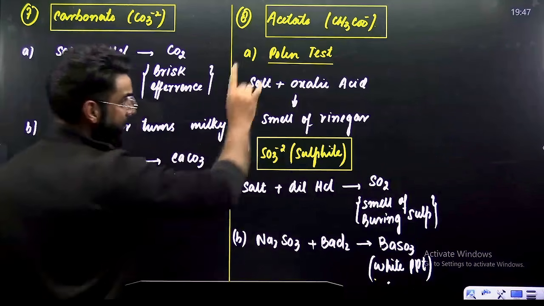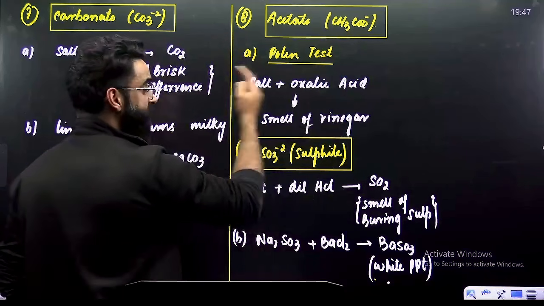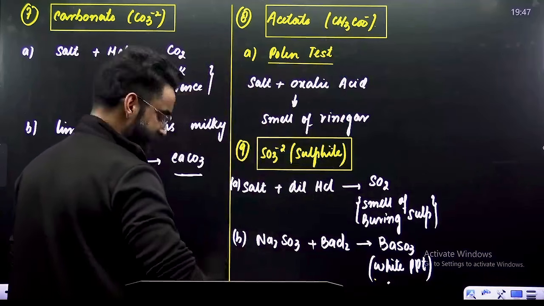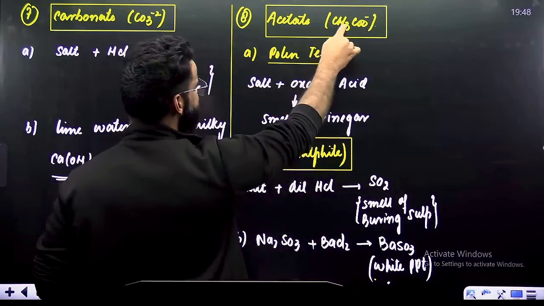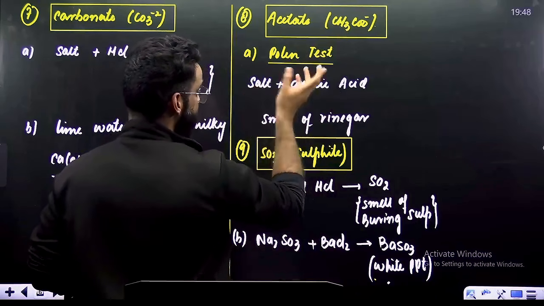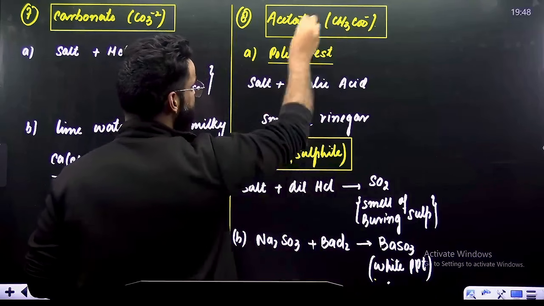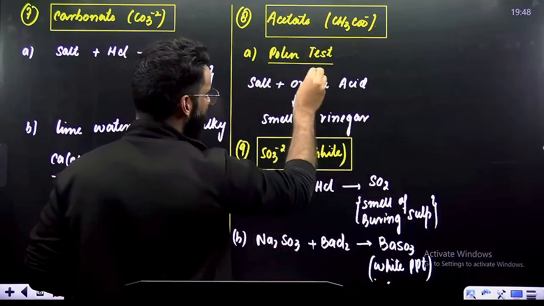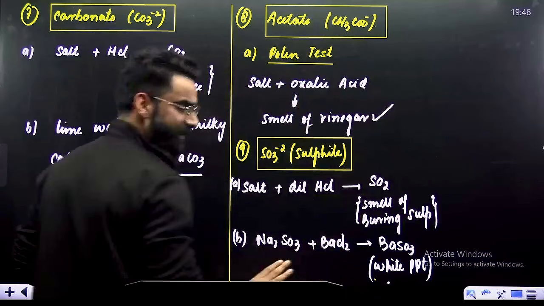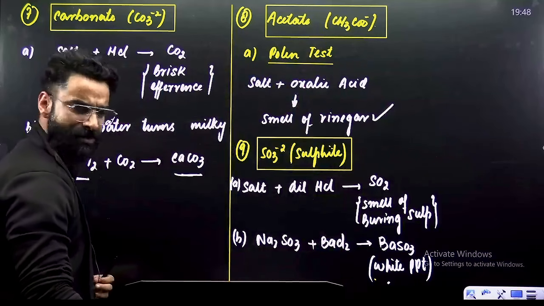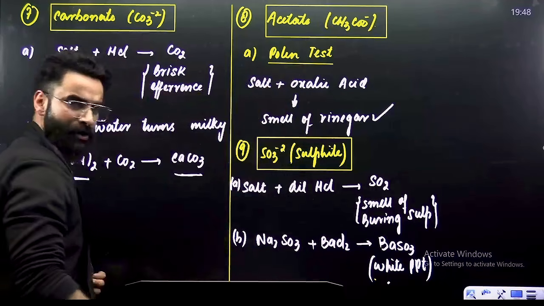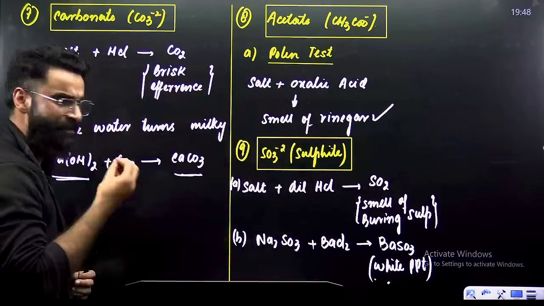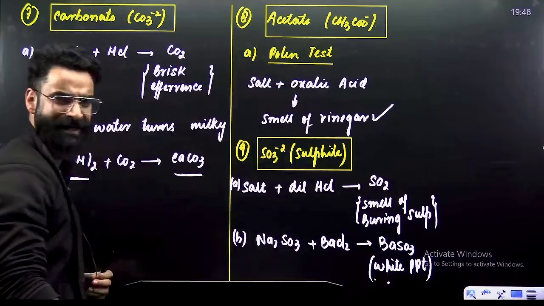Again, important. Similarly, your acetate ion. The first test for acetate ion is your pollen test, right? What happens in this pollen test? My dear students, if you take a salt of this acetate ion and treat it with oxalic acid, you get the smell of vinegar. So by means of this you can detect whether in the salt there were acetate ions or not. If you get the smell of vinegar, that means there was the presence of acetate ions in the solution.